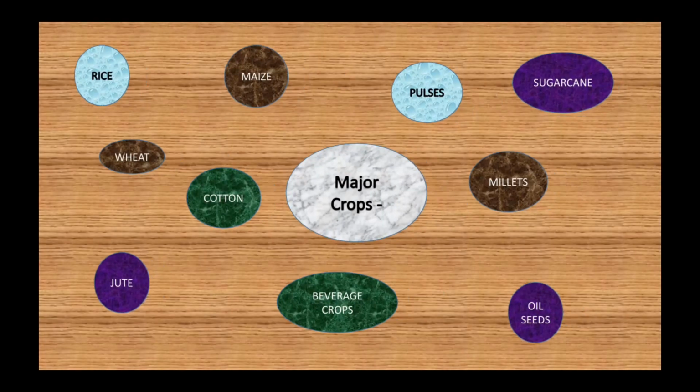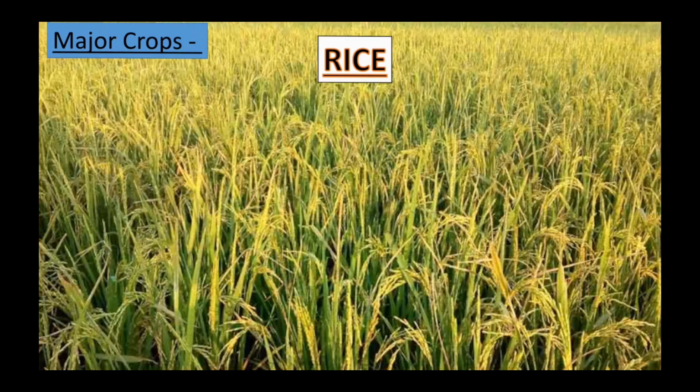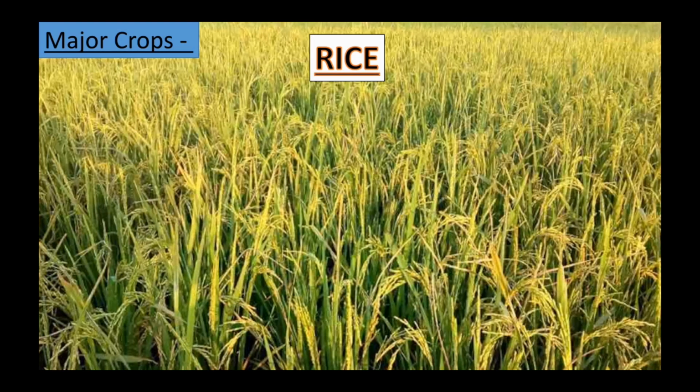Next, dear children, now we will come across the major crops of India as per your course content. Rice, wheat, maize, pulses, millets, beverage crops, oil seeds, fiber crops, and many more. Now, if we go one by one in detail, first we will see rice, which is a Kharif crop. Remember, it is a Kharif crop.